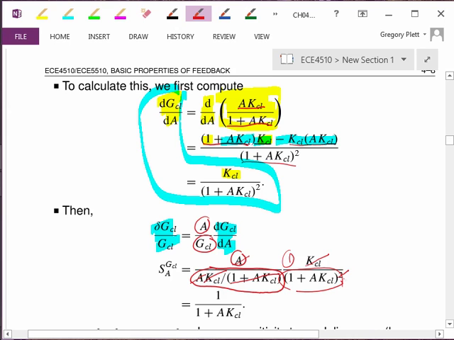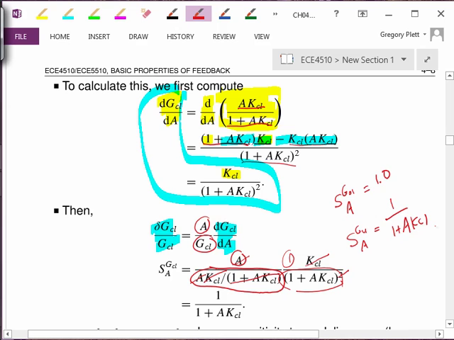So we've gone through the math, and now we have to think about the math. What is the math telling us? Well, we found out that the sensitivity of the open loop gain to the parameter A was equal to 1.0. The sensitivity of the closed loop gain to A is equal to 1 over 1 plus A KCL.